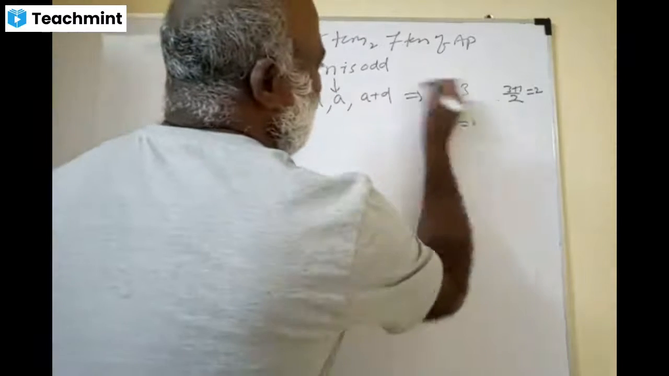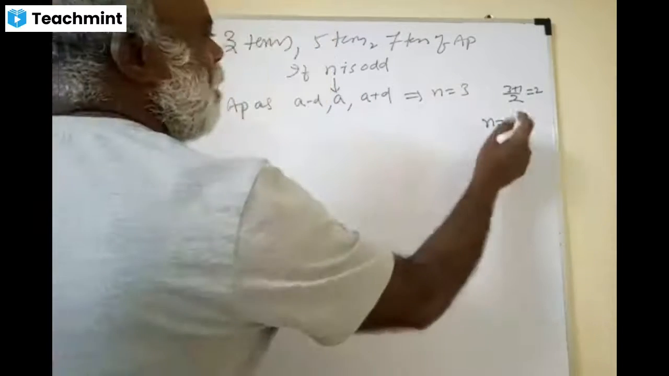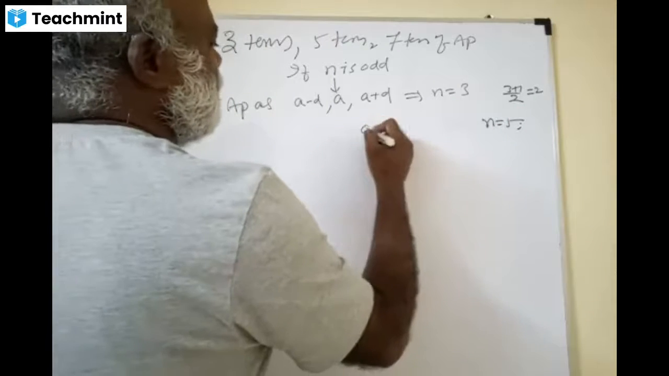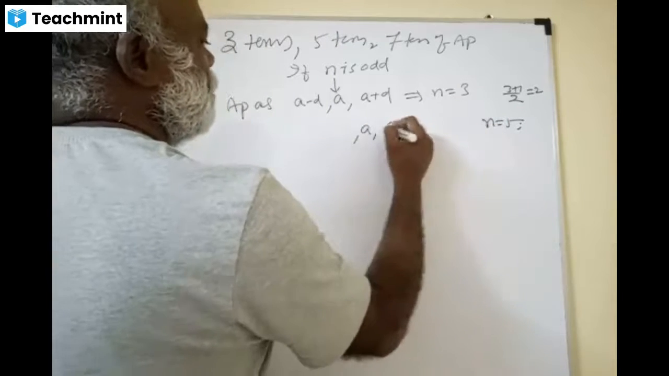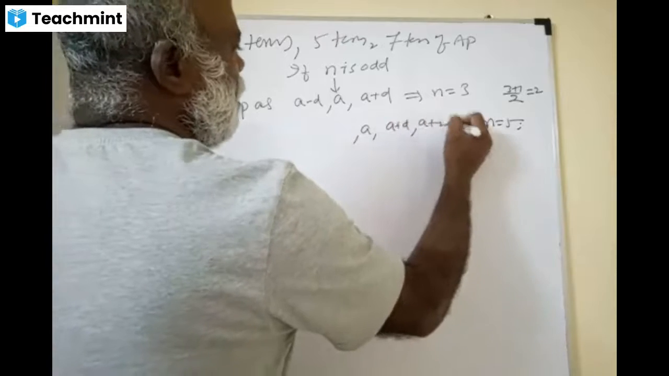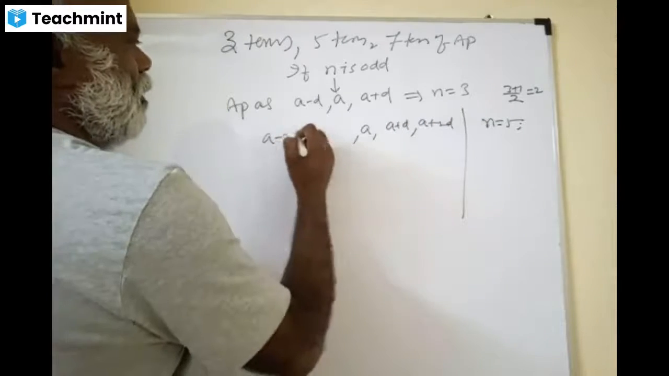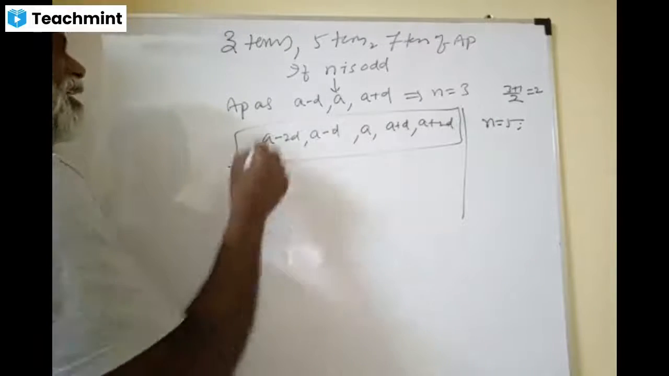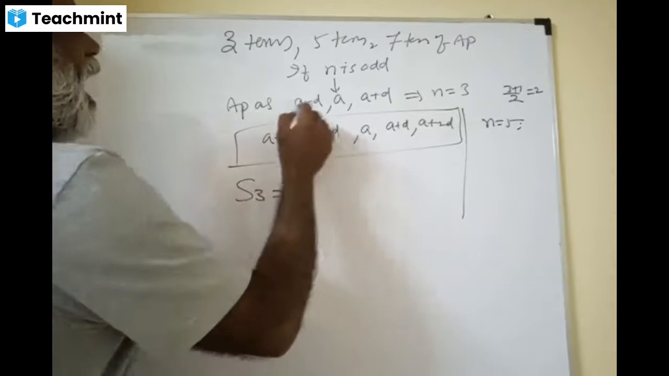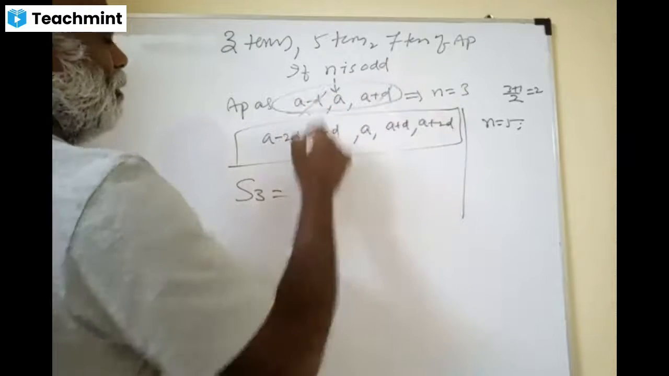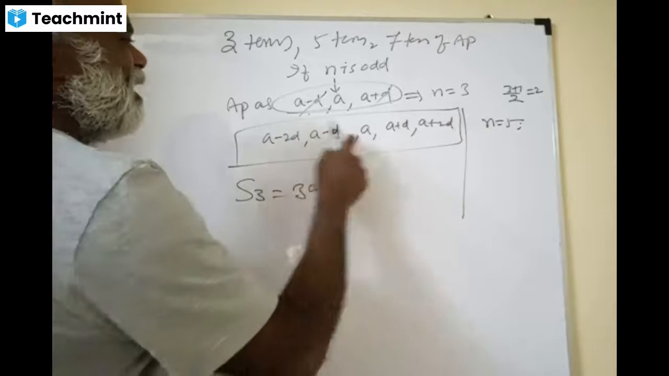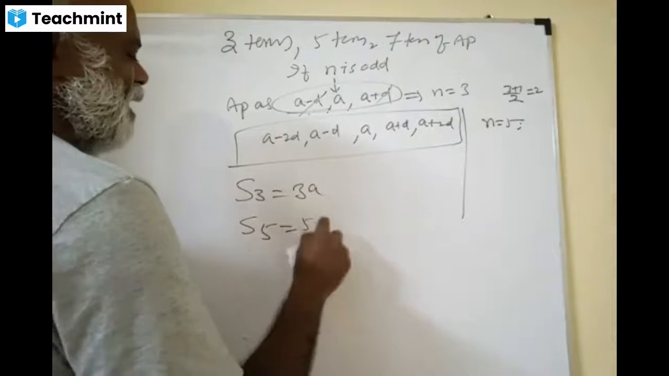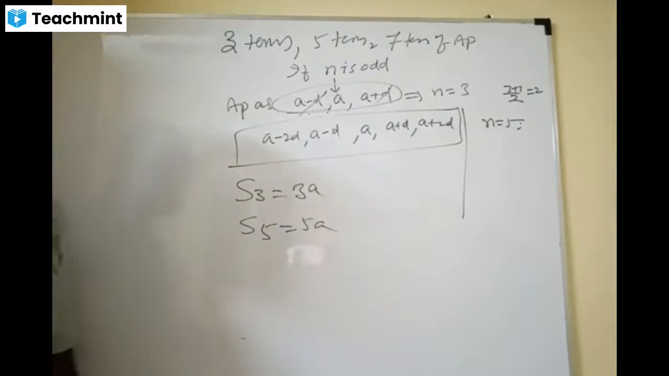When n is 5, 5 plus 1 by 2 is 6 by 2, so the third term is A. That means this side 2 terms, this side 2 terms. Yes or no? Yes, sir. The advantage of taking this: S3 and S5, add these 3 terms, what do you get? Add these 5 terms. 5A. That's it. Take 7 terms, 7A. This is the feature of n being odd.